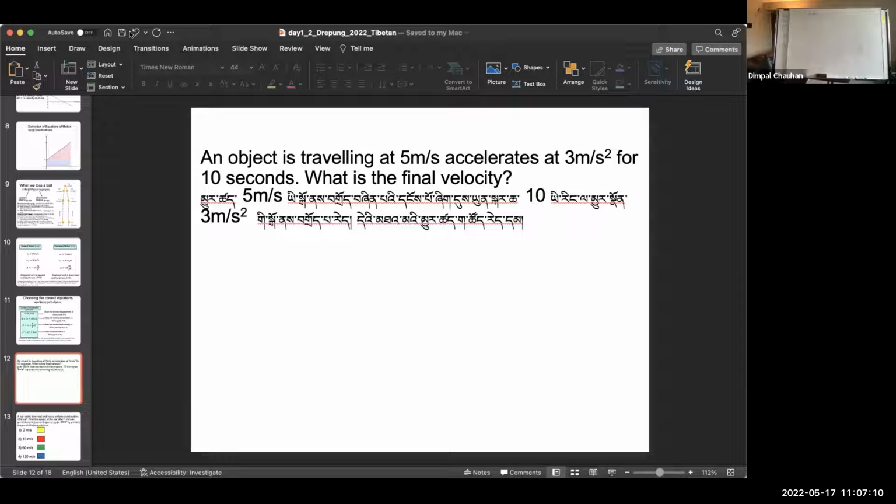Five meters per second. 5 meter per second. Double 5 meter per second. Acceleration. You know. S equal. Meter per second square level.